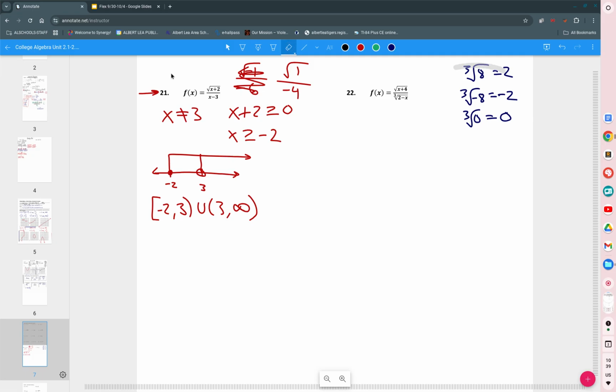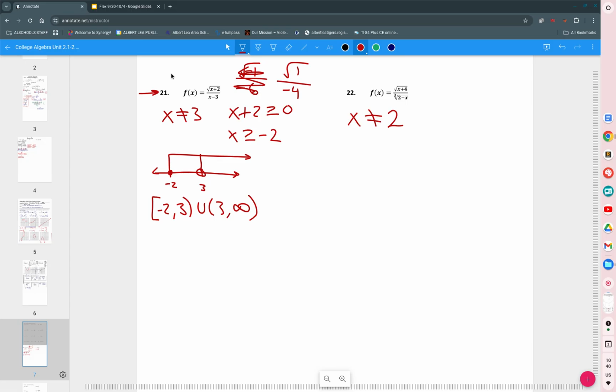However, it's in the denominator. What number are you not allowed to divide by? 0. And so what number would give you 0 in the denominator? 2. So therefore, x cannot be 2. So the cubed root part is fine, but the fact that you could get 0 in the denominator, that makes it not okay.